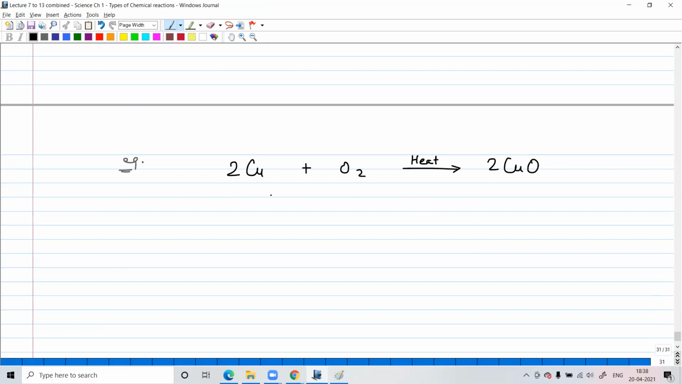Try to explain to me, anyone? Where is oxidation happening? Where is the reduction happening in this reaction? Forget about the new definition. Just use your own logic, whatever we have studied so far. Copper is getting oxidized, sir. Say that again. Copper is getting oxidized. Yes, very good. Copper is getting oxidized to copper oxide.